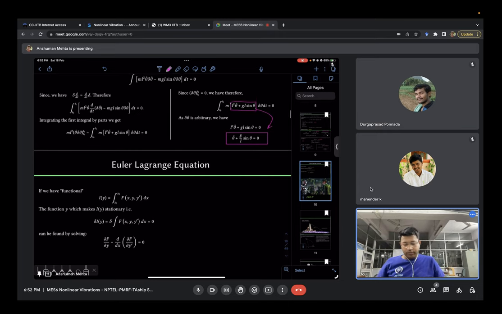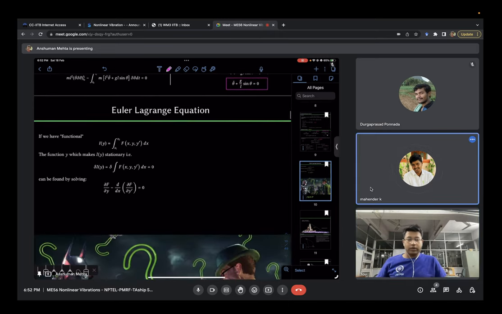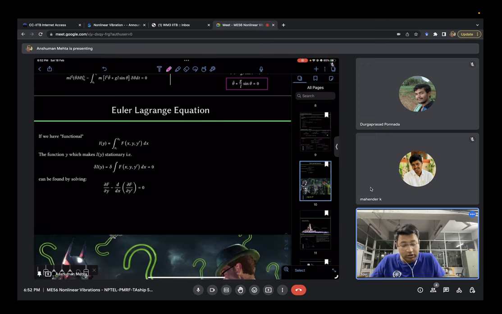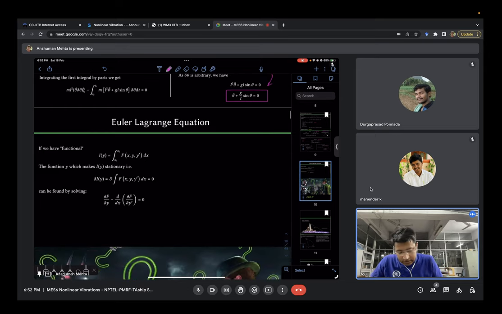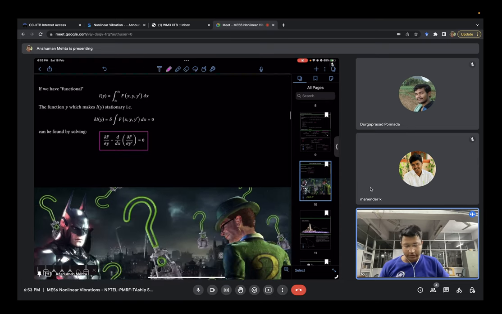Now we'll look at the Euler-Lagrange equation. These equations are called Euler-Lagrange equations, which come out from Hamilton's principle. These are the relations that we can directly use in our mechanics. First of all, we will try to learn what its physical meaning is. For that, the Riddler is here with a very beautiful question.